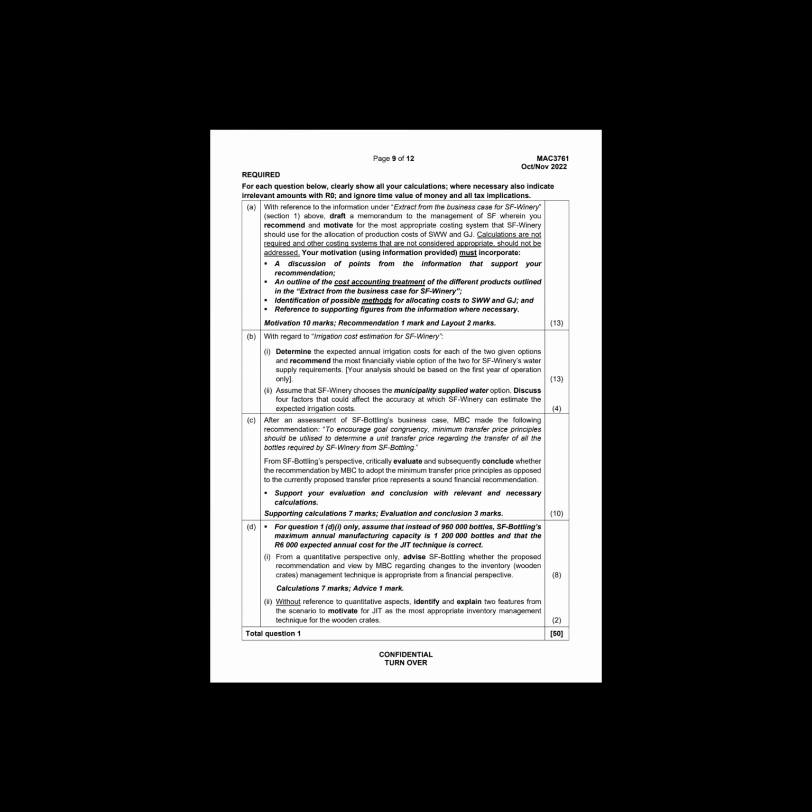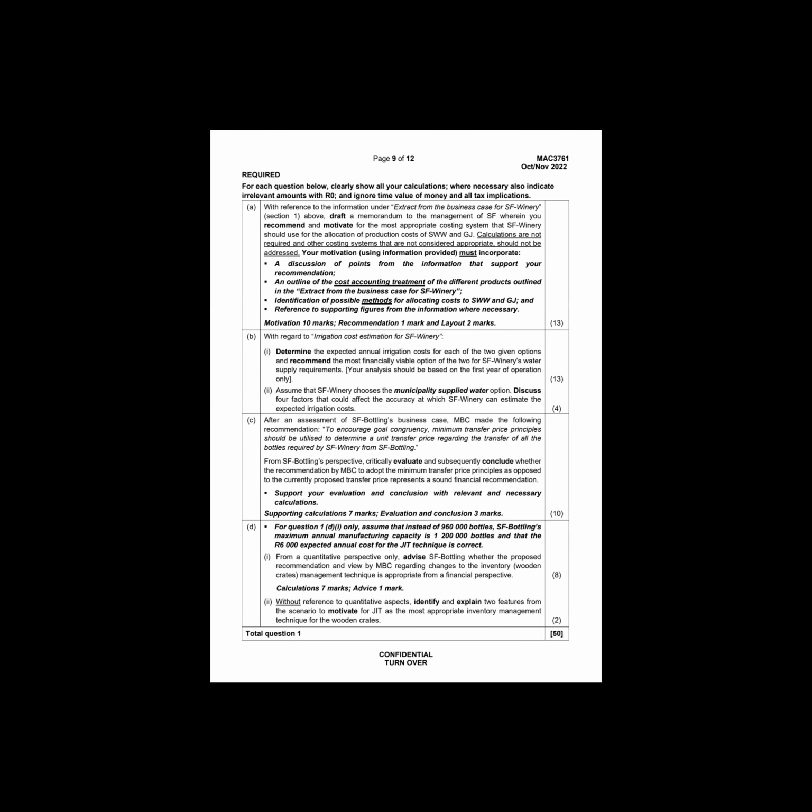So with reference to the information under extract from the business case of SF Winery, that's in section 1 above, draft a memorandum. You're going to be doing a lot of memorandums in this module. It's likely that the exam or the test is going to require you to do a memorandum to the management of SF, wherein you recommend and motivate the most appropriate costing system that SF Winery should use for the allocation of production costs of SWW and GJ. Calculations are not required. All right, very good.